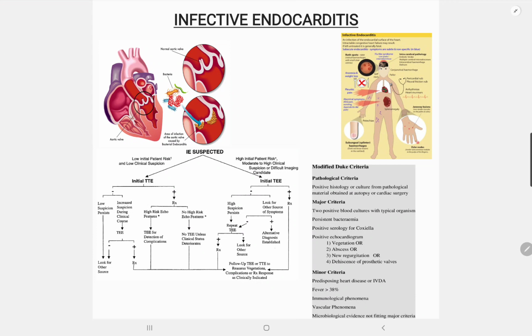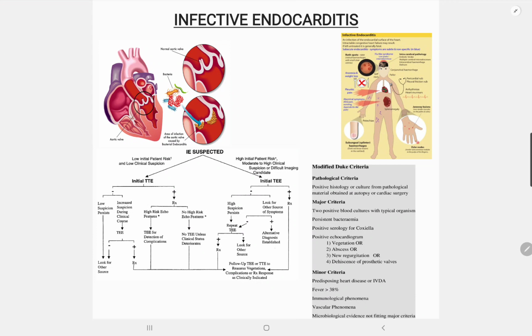The pathological criteria, that is positive histology or culture from pathological material obtained at biopsy or cardiac surgery. The major criteria include two positive blood cultures with a typical organism, or persistent bacteremia, or positive serology for Coxiella, or positive echocardiogram, whether it is vegetation or abscess, or new regurgitation or dehiscence of prosthetic valves.